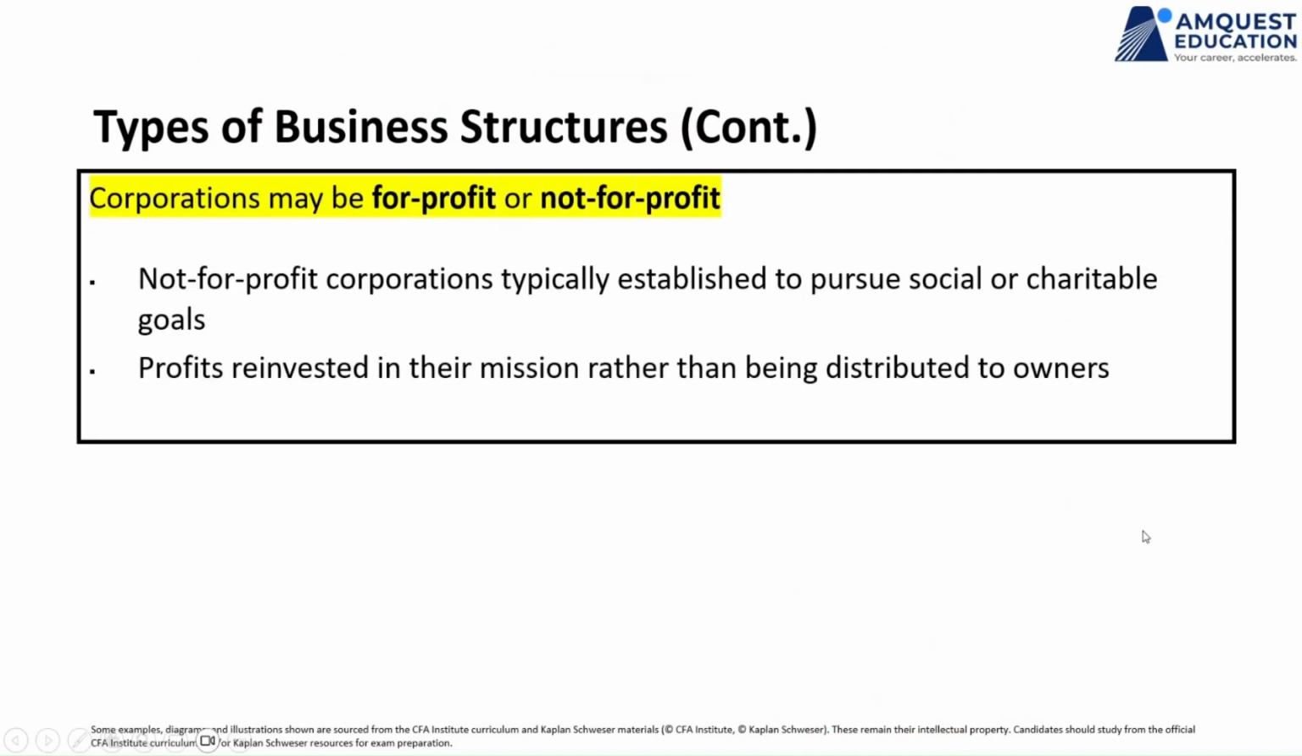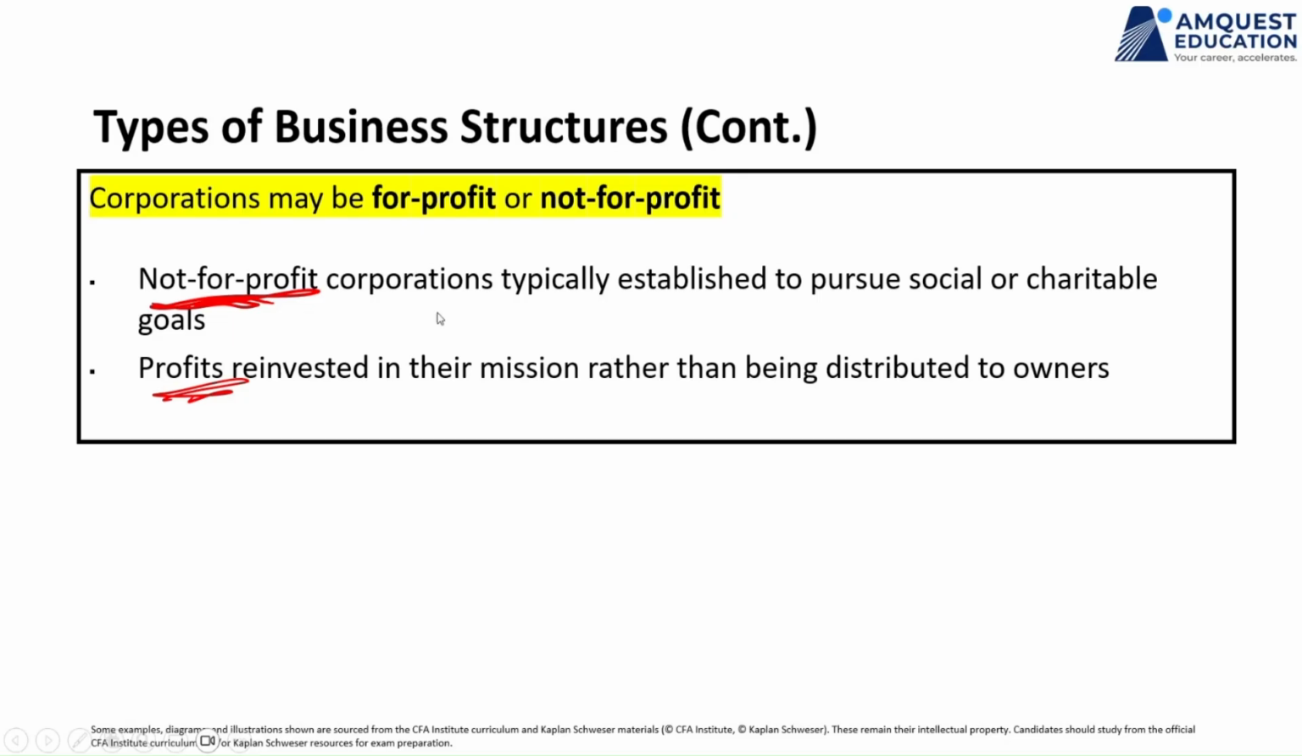Now within corporations also, corporations can be for profit or not for profit. Pretty easy to remember. Not for profit is typically established to pursue social or charitable goals. These are usually NGOs or trusts which are there for social causes. Profits are reinvested in their mission rather than distributed to owners. So if any profit comes via investments or certain activities, they don't distribute it to the owners, but rather invest it back to achieve the larger social or charitable objective which they have.